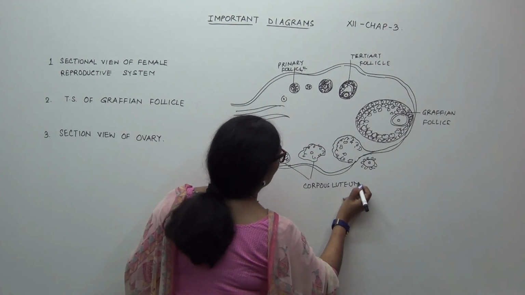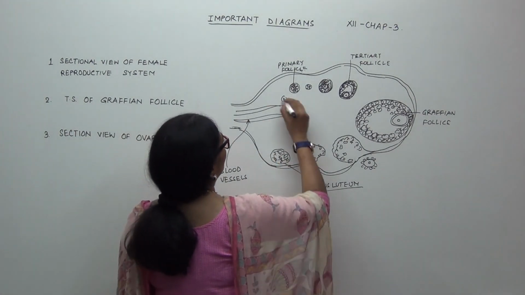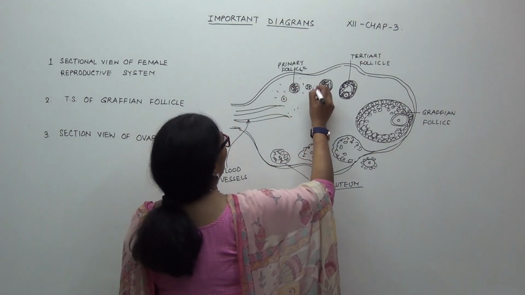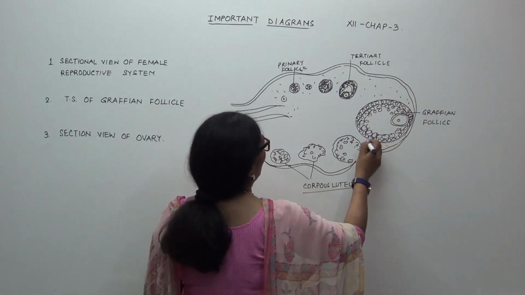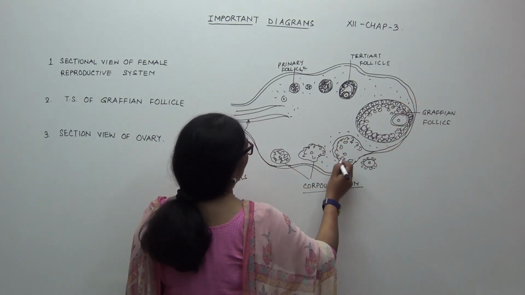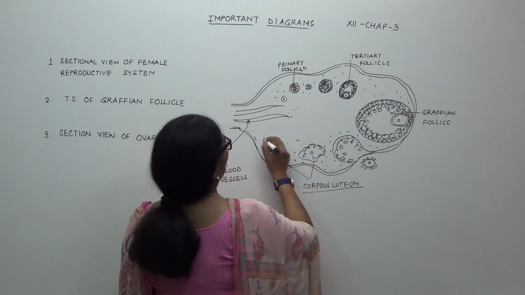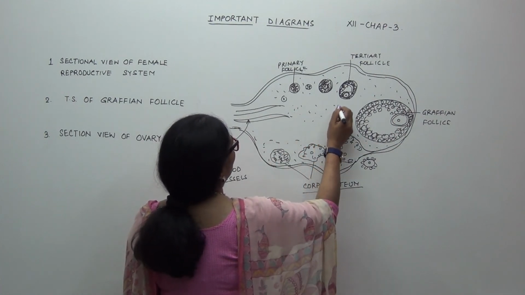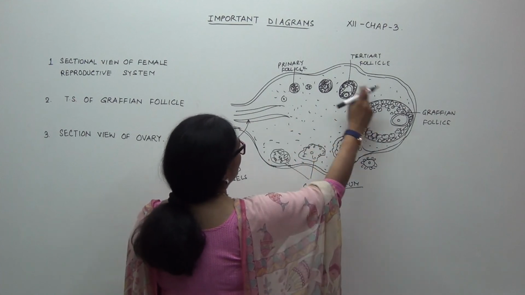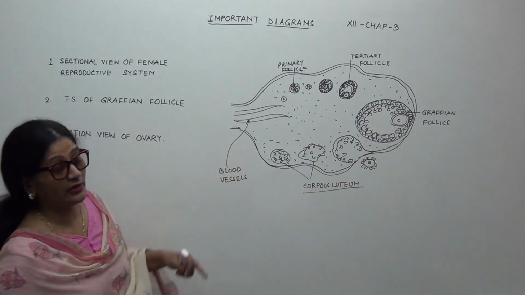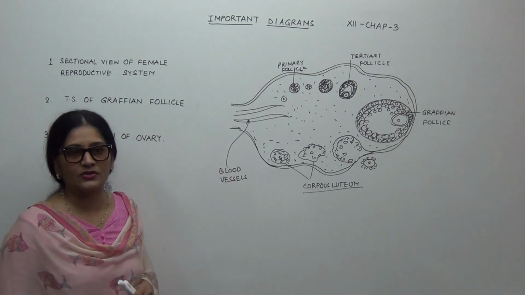You can just draw it like this, with some dots over here. The outer part is more dense. I told you it's called cortex, but unfortunately these things are not labeled in your NCERT, so you need not be bothered about that. The inner part is less dense. But the density is not because of the stroma, it is because of the follicles. Since the follicles are found in the outer layer, it is more dense, and there is no follicle inside, so it's not dense.